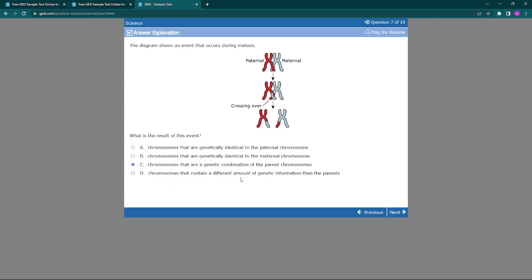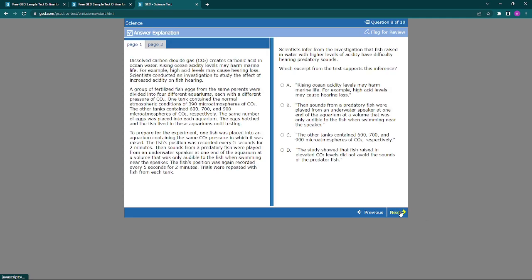Chromosomes that contain a different amount of genetic information than the parents? No, because none of the genetic information is lost or gained through this. It's like a complete swap, just crossing over, and then boom, because they're still the same size. So yeah, so C.